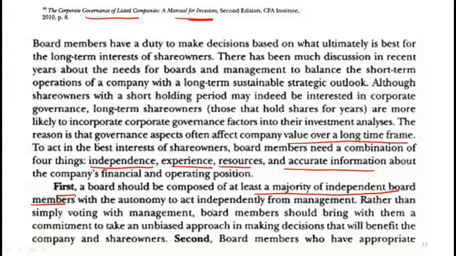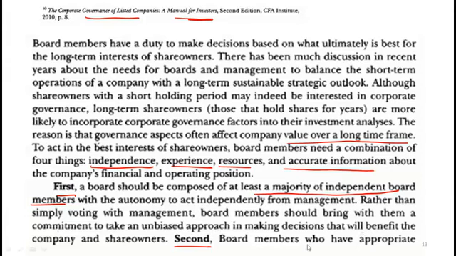With autonomy to act independently from management, rather than simply voting with management, board members should bring with them a commitment to take an unbiased approach in making decisions that will benefit the company and shareholders.